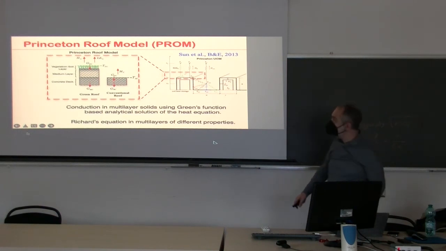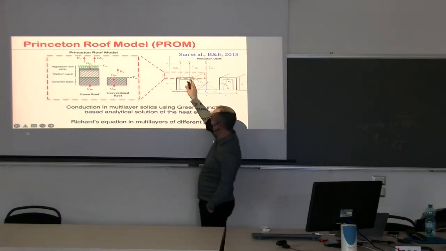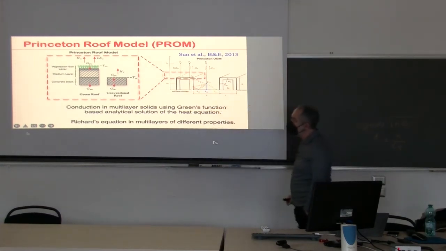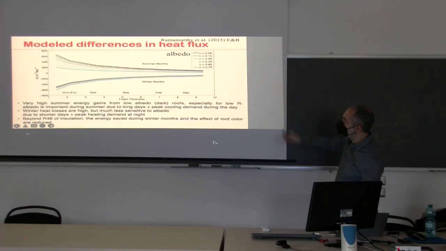Okay, so then we used what we call the Princeton roof model. Basically, it's the roof component, and all of these, by the way, are observations, right? So this is all observations, and we try to use the model to understand what's happening.